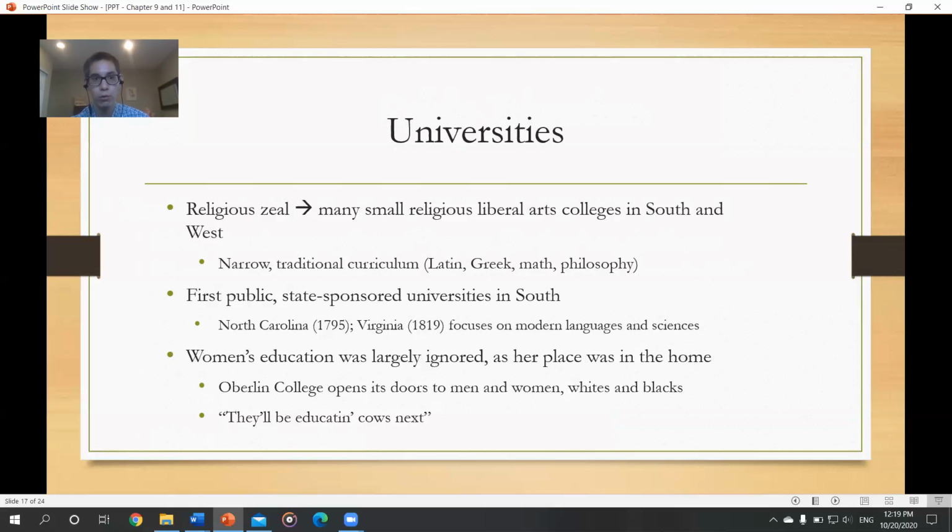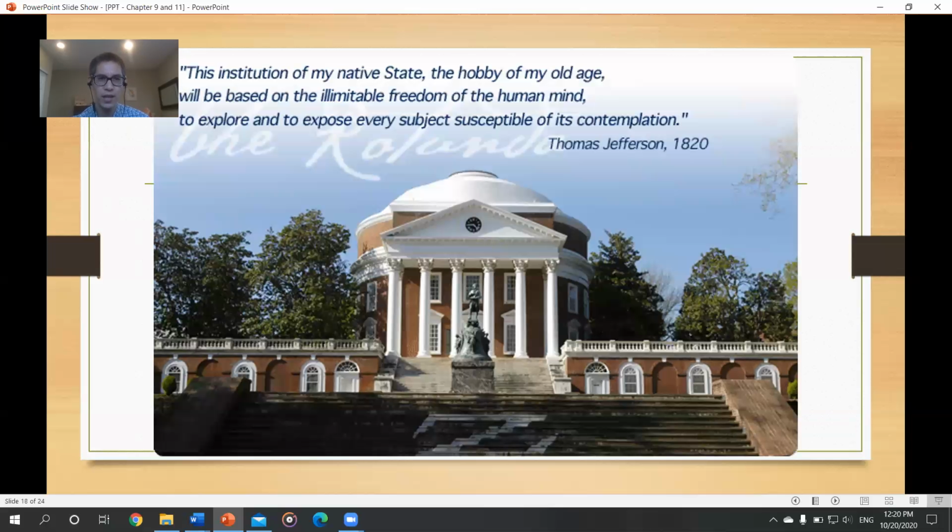The woman's role, the woman's sphere was still considered to be in the household. There was one college called Oberlin College that did open their doors to all, well, not all, men and women, whites and blacks. But they took a lot of criticism. And some people said, well, if they're educating blacks, if they're educating women, they'll be educating cows next. So you can see both sexism and racism built into perceptions around who should get an education. Back then, it was only white men that thought they should get that education.